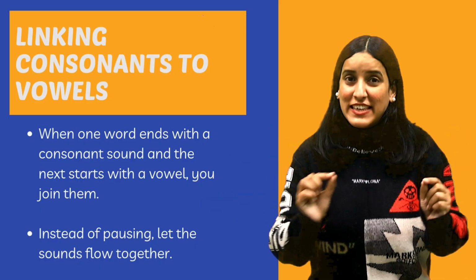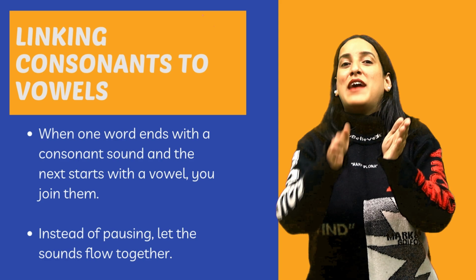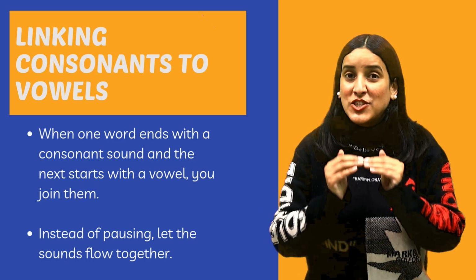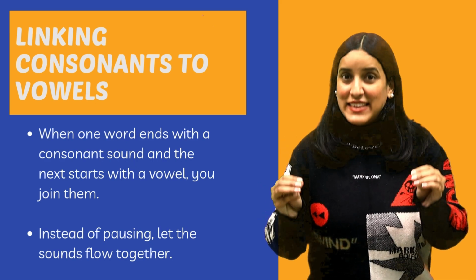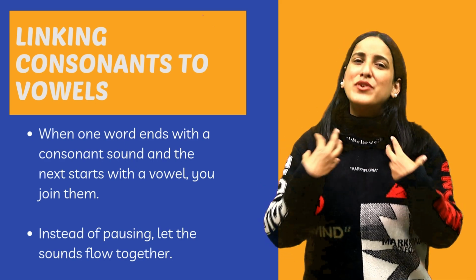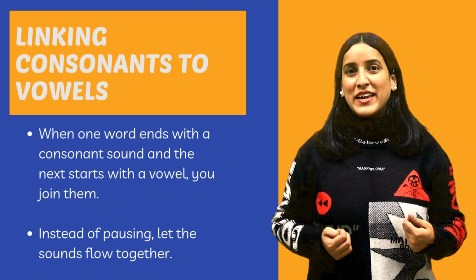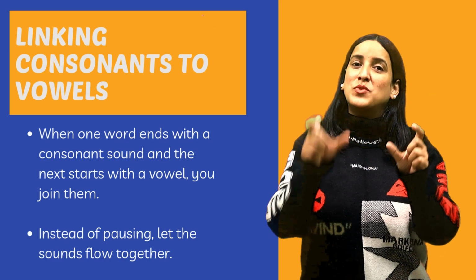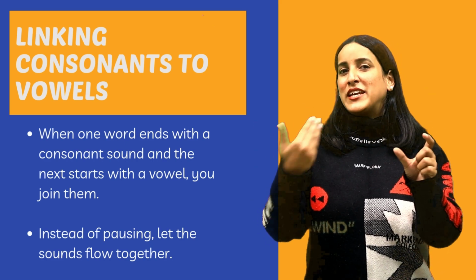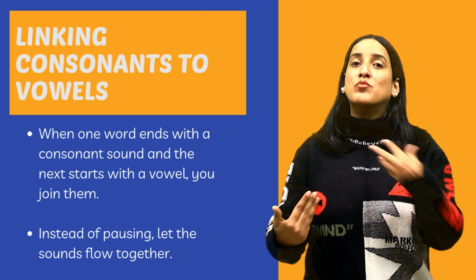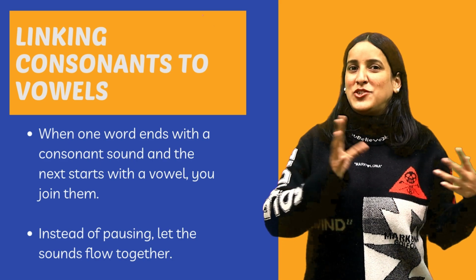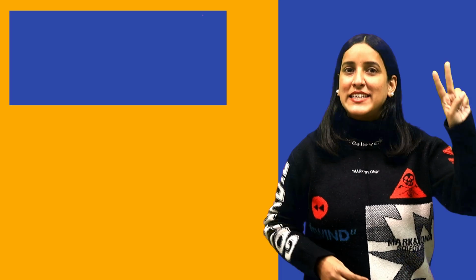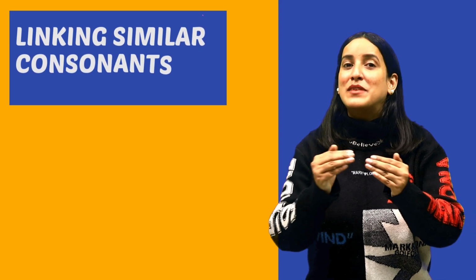So linking the consonants to vowels is an important thing that actually helps your speech flow more smoothly. By connecting the sounds, you create a more natural rhythm when you're speaking, rather than pronouncing each word separately. Eventually, gradually, it makes your English sound more like a native speaker rather than sounding choppy or robotic.